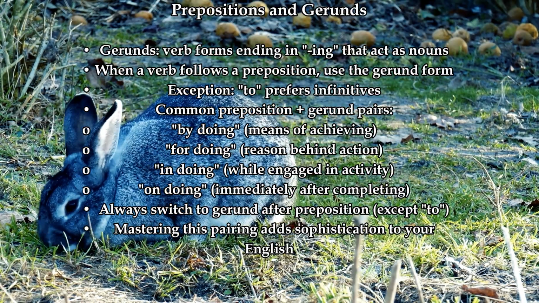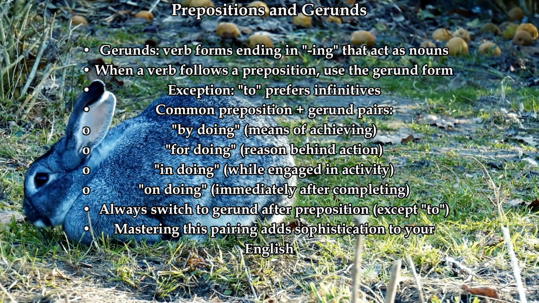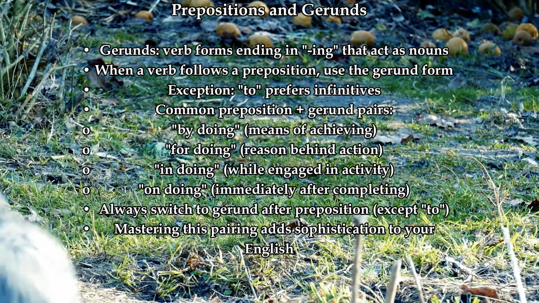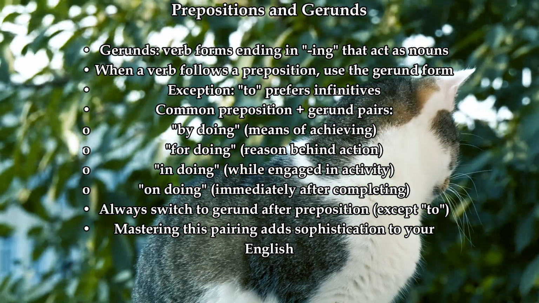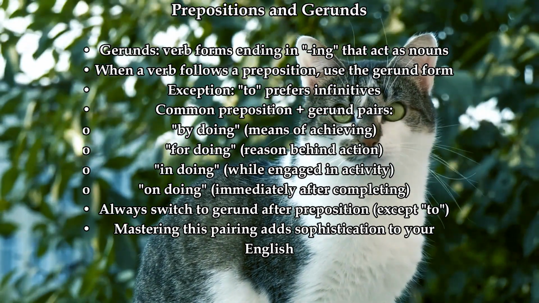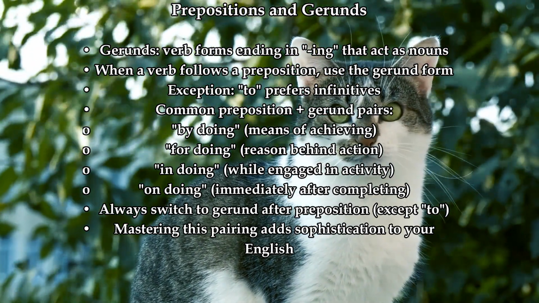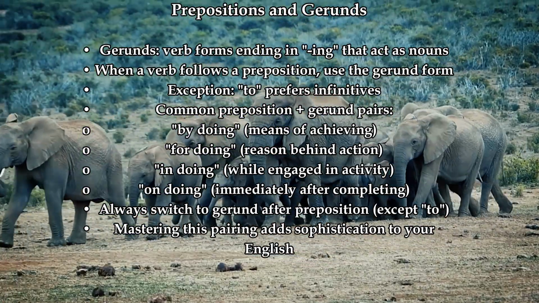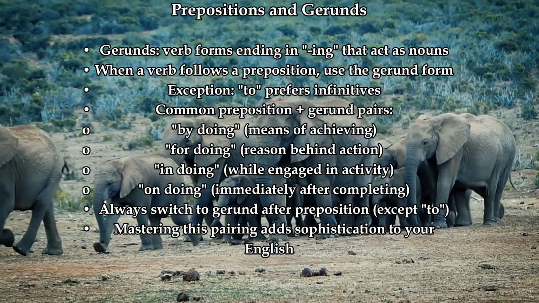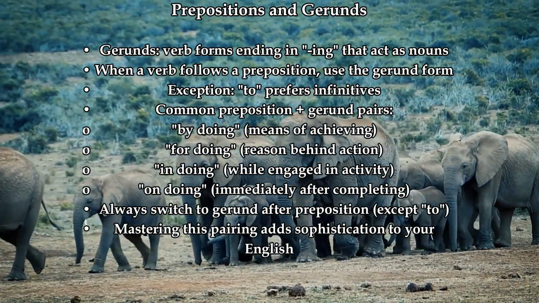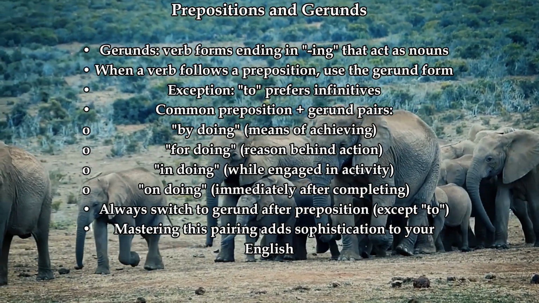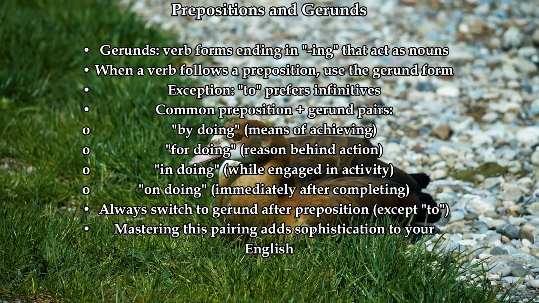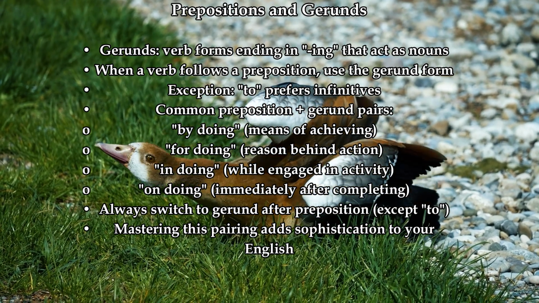Section 7. Prepositions with gerunds. Gerunds, those versatile verb forms ending in ing that act as nouns, have a special relationship with prepositions. When a verb follows a preposition, it must put on its gerund disguise. This rule applies to all prepositions except to, which prefers the company of infinitives. It's like a secret pact between prepositions and their verbal companions.